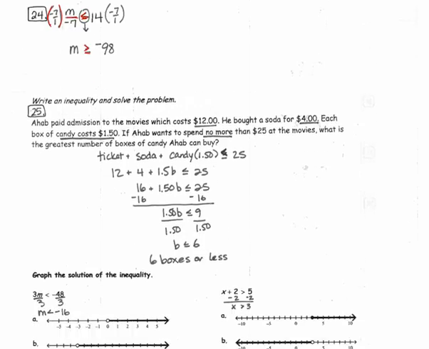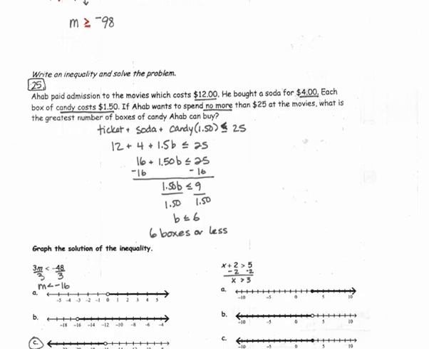Then number 25. Ahab paid admission to the movies, which cost $12. Okay, so here's his ticket for $12. He also bought a soda for $4. So you add to that the cost of the soda. Then each box of candy costs $1.50. So the candy cost $1.50, and you multiply that by a variable because you don't know how many boxes you're buying. So $12 for the ticket plus $4 for the soda plus 1.5 times B, which represents $1.50 per box. And that needs to be less than or equal to $25.